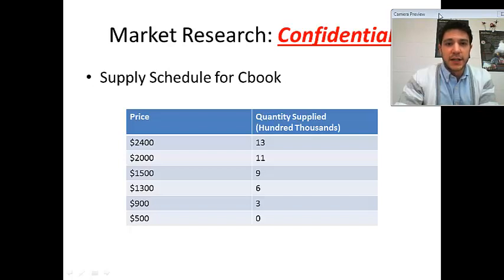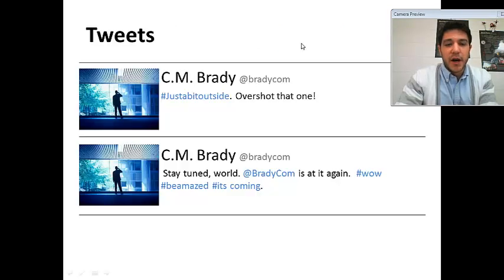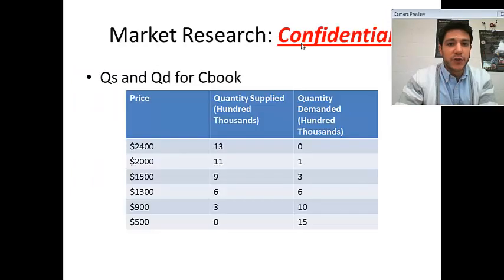Take a look at the supply schedule. All right, I want you to take a moment, pause this, go ahead and graph it. Right, you're gonna need some paper. Okay, now we're wondering, what does this mean? Take a look at this quantity supplied and quantity demand.